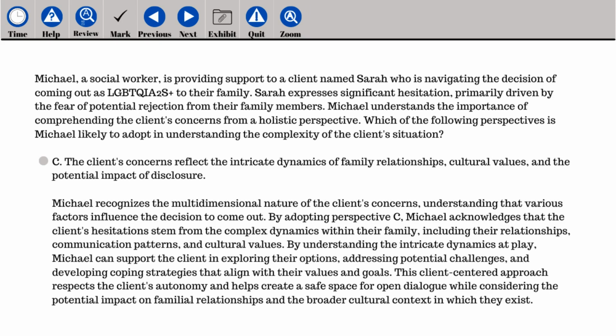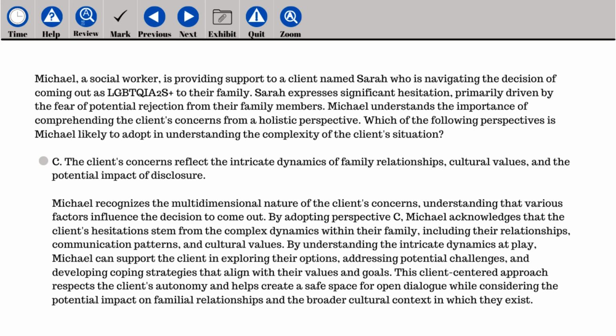C. The client's concerns reflect the intricate dynamics of family relationships, cultural values, and the potential impact of disclosure. Michael recognizes the multidimensional nature of the client's concerns, understanding that various factors influence the decision to come out. By adopting perspective C, Michael acknowledges that the client's hesitations stem from the complex dynamics within their family, including their relationships, communication patterns, and cultural values.